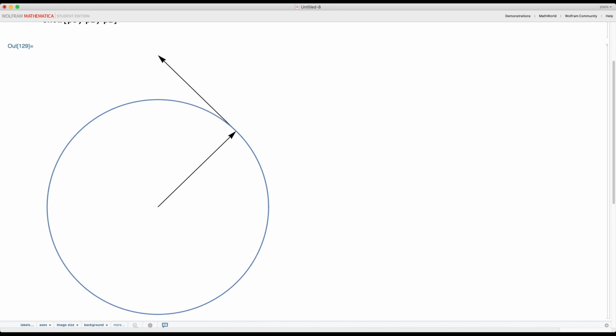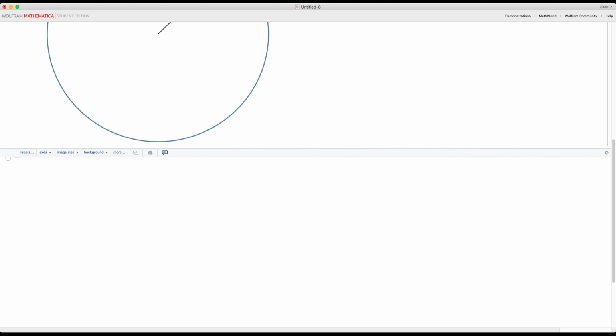Okay, so that's the meaning of velocity in that case, right? Now let's apply this to a problem that we looked at last time. Last time we did projectile motion.